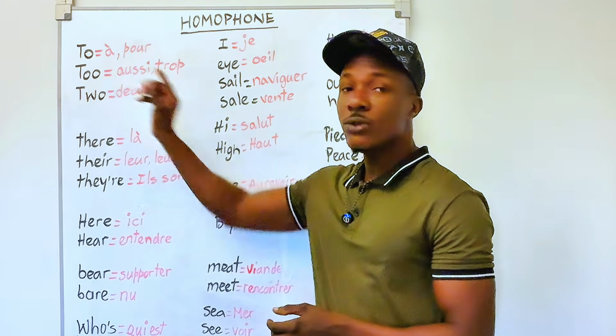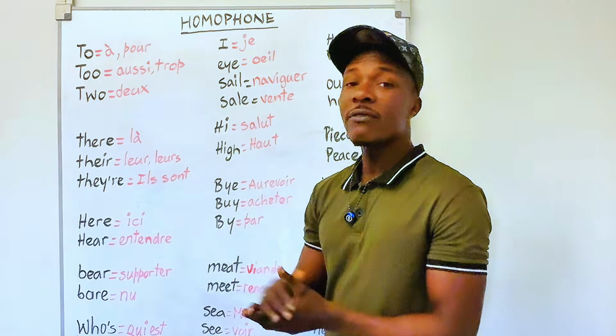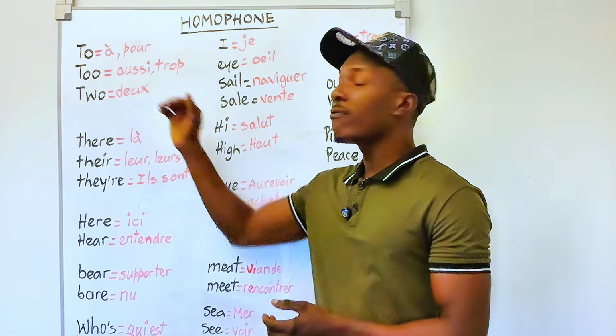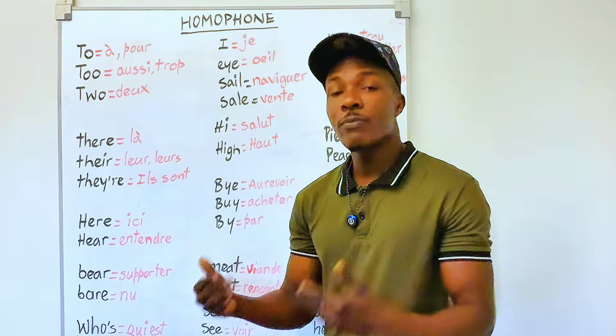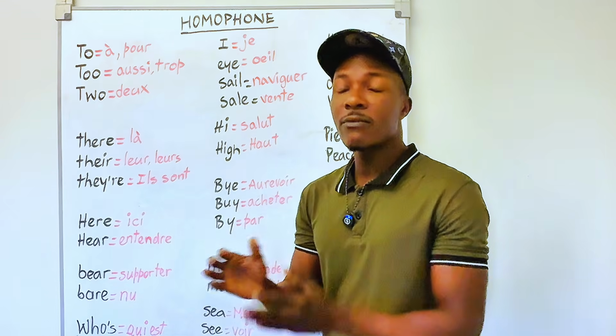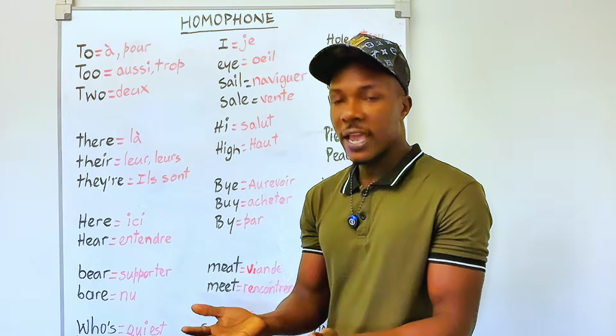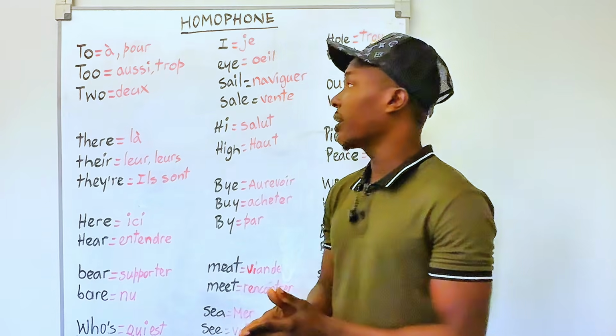So we have "too," T-O-O, which means aussi and trop. Let me give you an example. For aussi, you say, I love you too. Nice to meet you too, right? So "too" in this case means aussi, okay? Nice to meet you too. You say that very frequently.